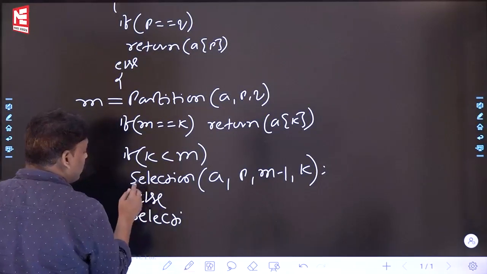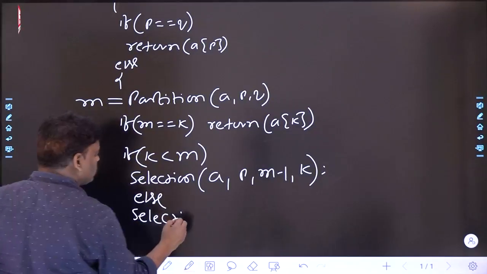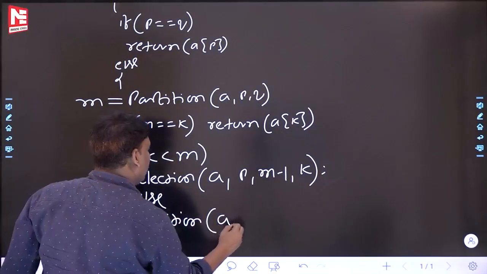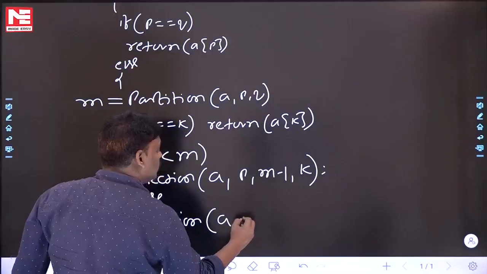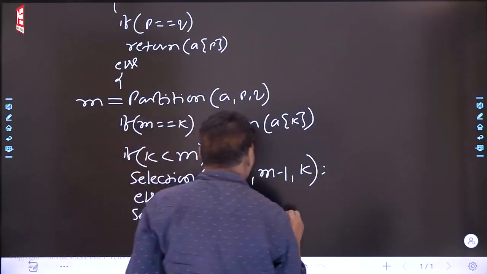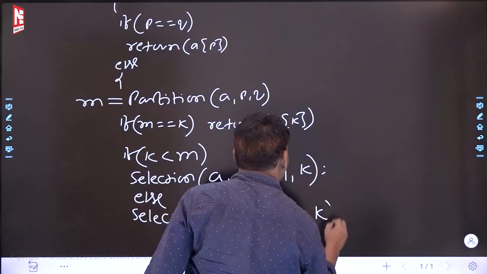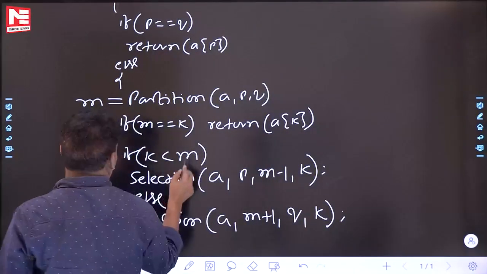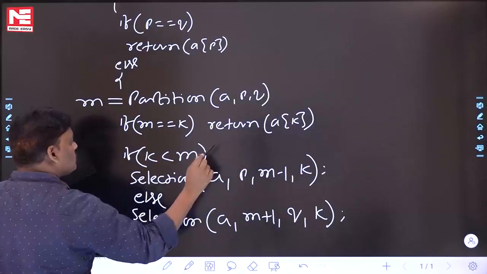See this one, else is there. What is the meaning? Either the first function call or the second function call. On the right it is array A from m plus 1 to q, and in that find the kth smallest element. If k is less than m, then go to the left side, otherwise go right.